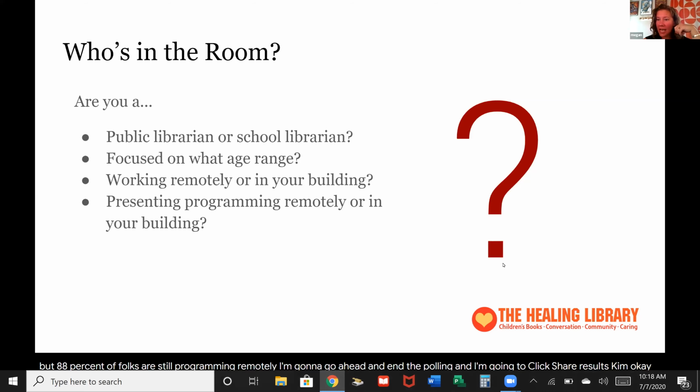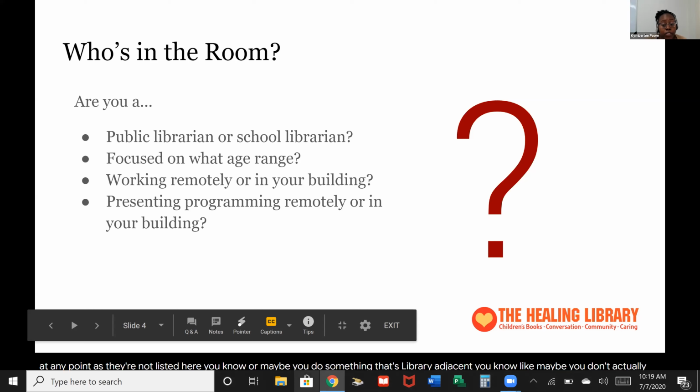And I can't see the chat, Kim, so if anybody did write in. So what's our other? I don't know. We haven't had anyone type anything in yet, and that's all right. I know sometimes it takes a little bit, especially on tablets, things get mighty complicated. But if at any point anyone wants to type in what age ranges they work with, because they're not listed here, or maybe you do something that's library adjacent, maybe you don't actually work in a library, but you do something kind of similar, feel free to type that in too.